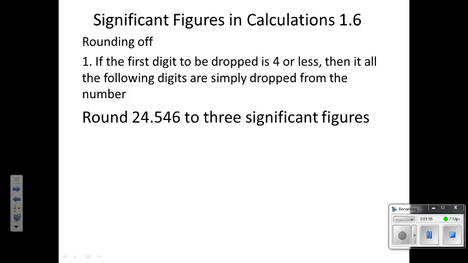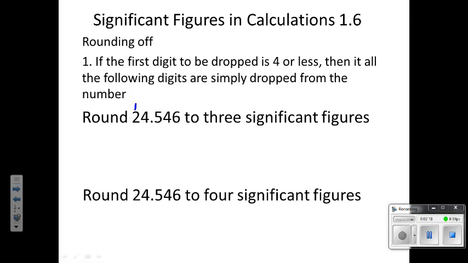First, we have to cover rounding off, which is something you probably have come up with at some point, but we'll just cover it, make sure that everybody's on the same page. If the first digit to be dropped is 4 or less, then all the following digits are simply dropped from the number. So if I want to round 24.546 to 3 significant figures, 3 significant figures are 2, 4, 5. And so I'm going to drop the 4 and the 6, and since it's a 4, then I just keep 24.5, right?